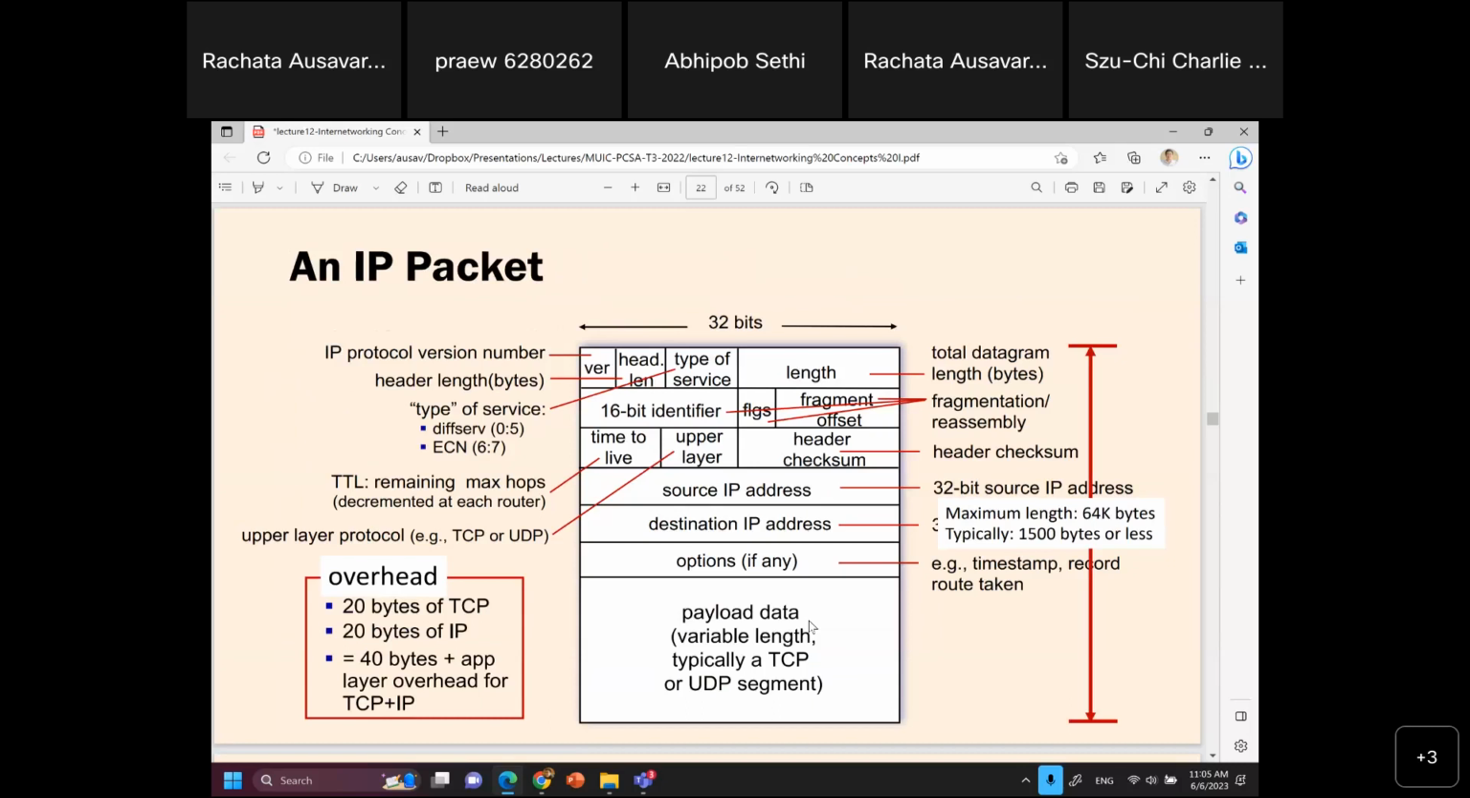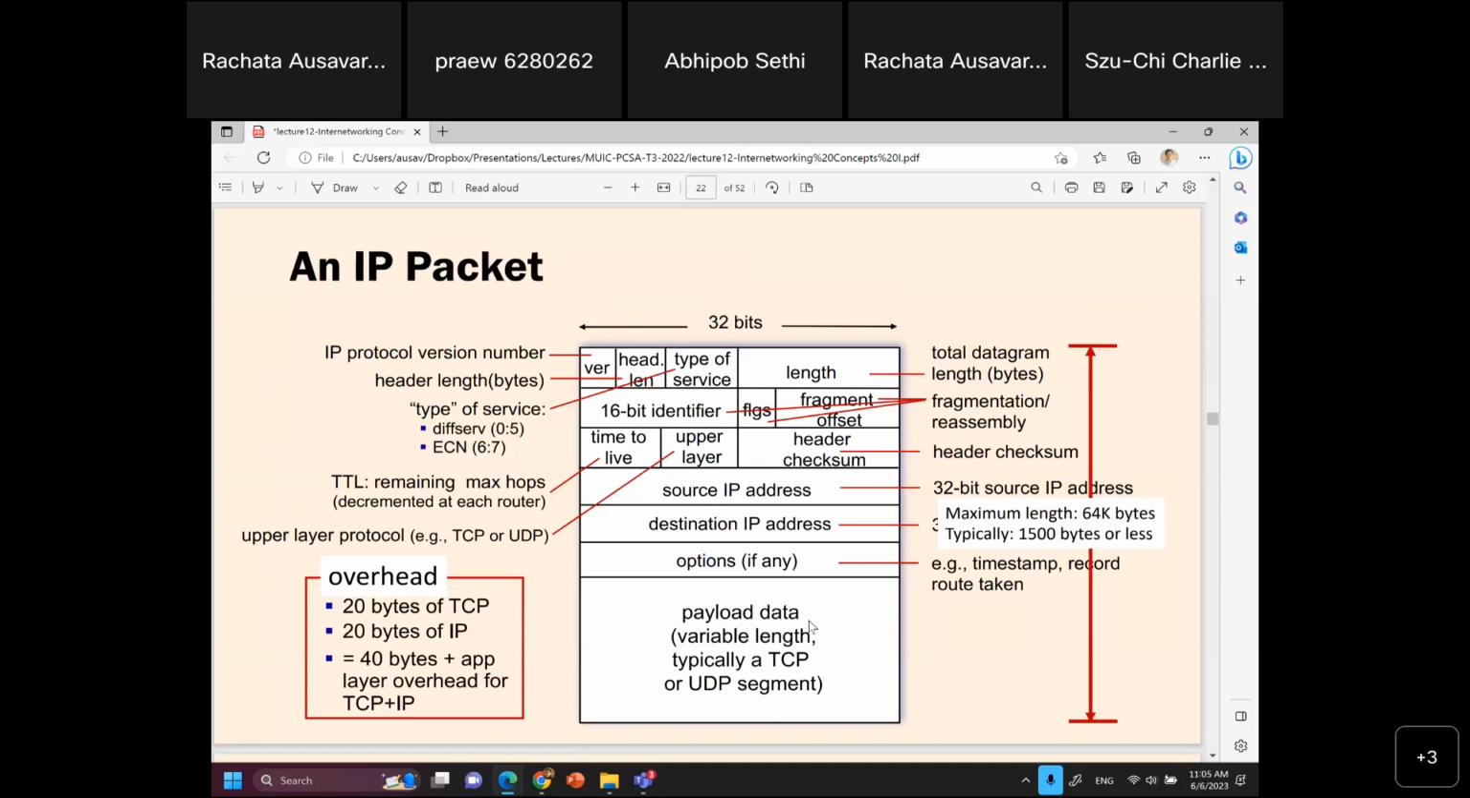TTL, remaining max hop, basically means that if I want to get to the destination, I have to go at most this many hops. It's the remaining max hop, basically. Then the upper layer bits tell you if it is TCP or UDP. And then the last part, header checksum, is basically just to make sure every bit you see is correct. So you put in the checksum.